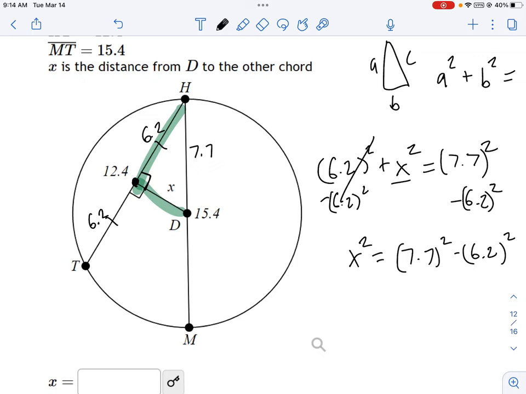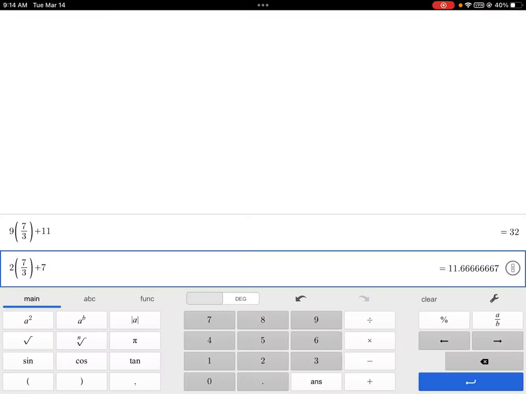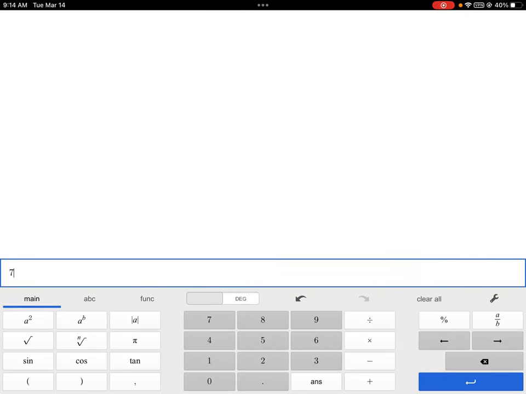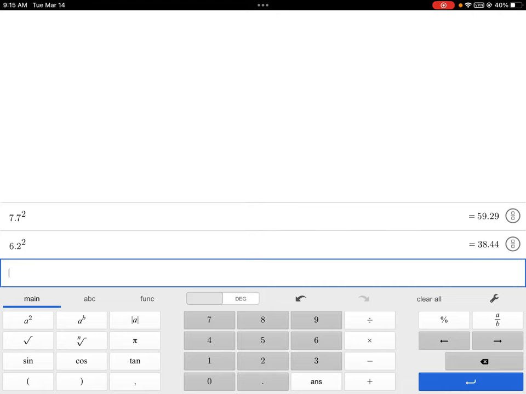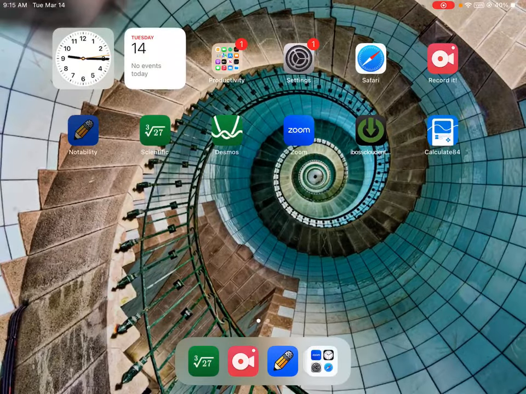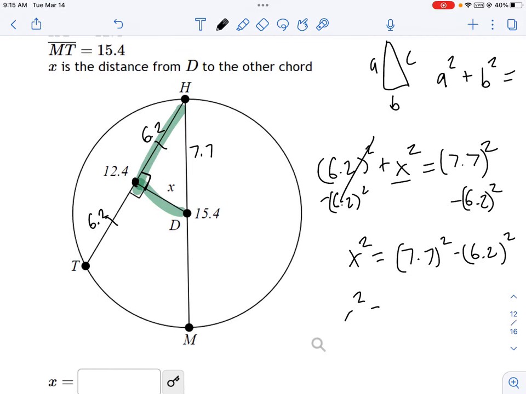Now this just becomes some calculator work. 7.7 squared is 59.29, and 6.2 squared is 38.44. Then all we do is subtract those values. So 59.29 minus 38.44, and we end up with 20.85. So x squared equals 20.85.